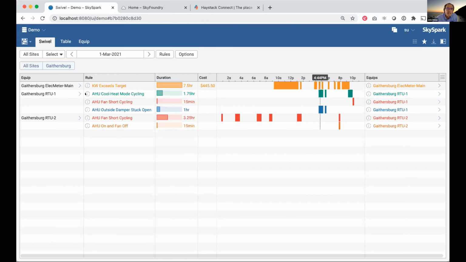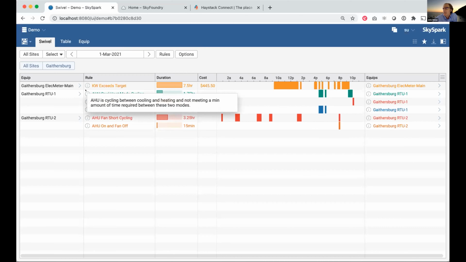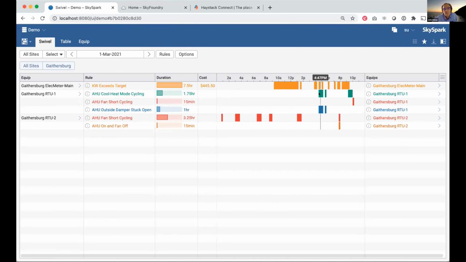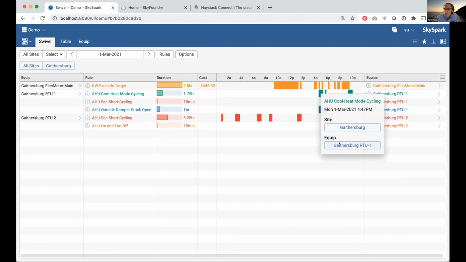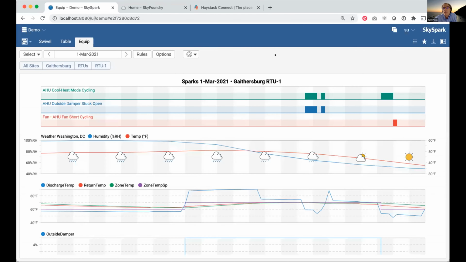What is that? That's short cycling between heating and cooling. Well, it could be the root cause, but I need to know more. So I'm going to click and get my option to go down to what we call the equipment details. And again, all these screens are automatically generated by the software. The analytics software now is smart enough to assemble all these views. And when we click here, we're brought to the detailed equipment view.